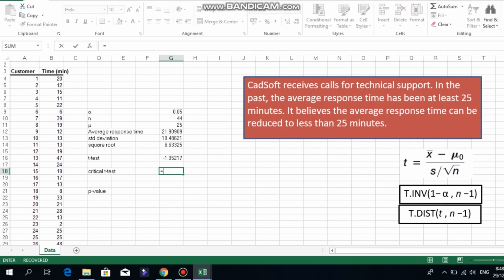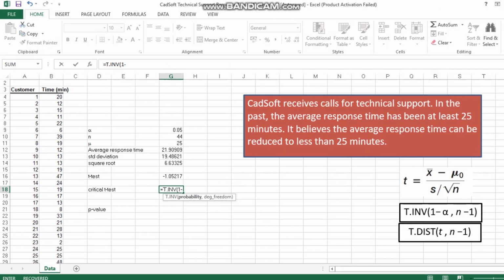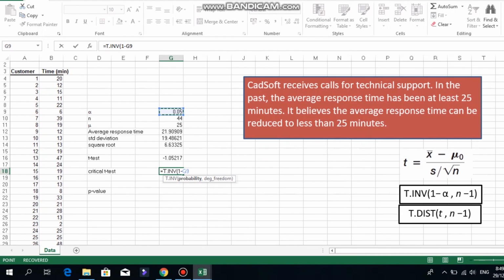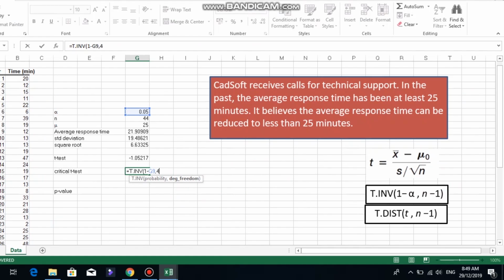For the critical value, we will use the formula T.INV. Here there are two formulas, and we will choose the first one. The probability is 1 minus alpha. So 1 minus our alpha, which is 0.05. And then comma, our degrees of freedom is n minus 1. So n is 44, minus 1 will be 43. And then close bracket and equal. So we will get the critical value.